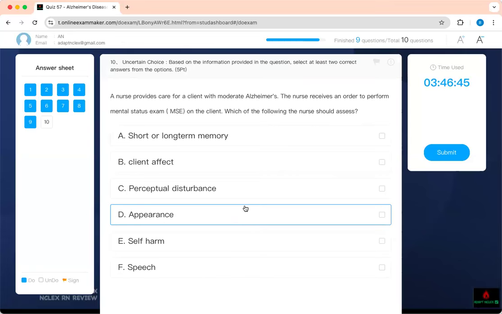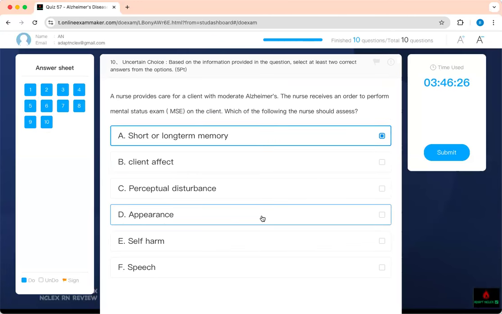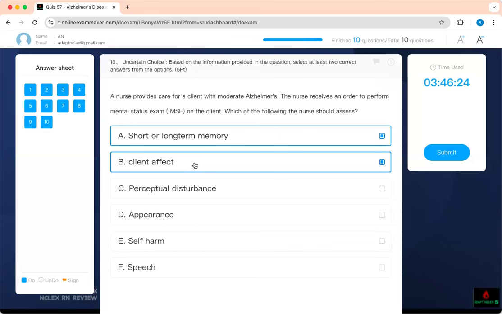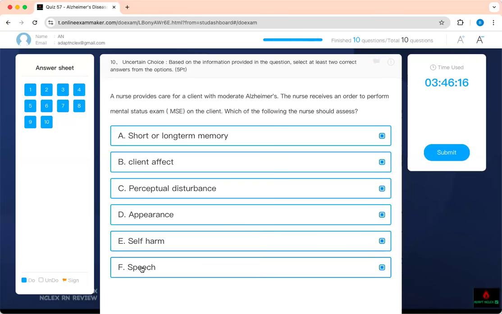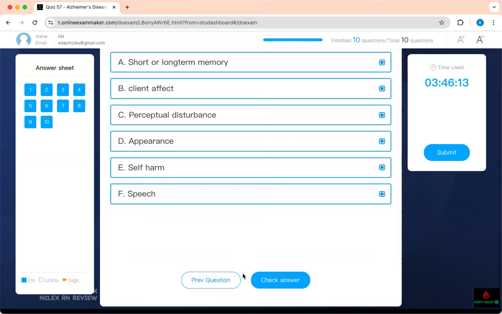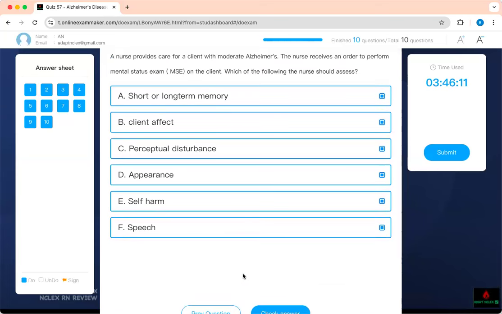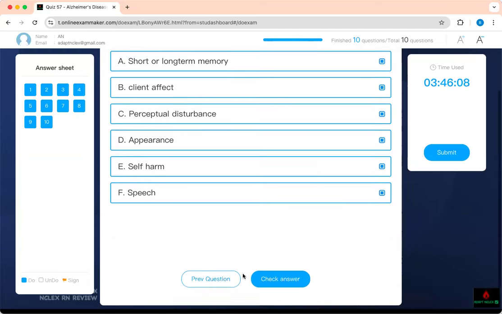And the last question. Which of the following should the nurse assess? A nurse provides care for a client with moderate Alzheimer's. The nurse receives an order to perform a mental status examination on the client. What do you think you should do? Mental status, you want to know how they're thinking, right? You want to know their affect. You want to know their perception of life, how they see things, whether they're going to hurt themselves, and what their speech is. These are the components of the mini mental status exam.